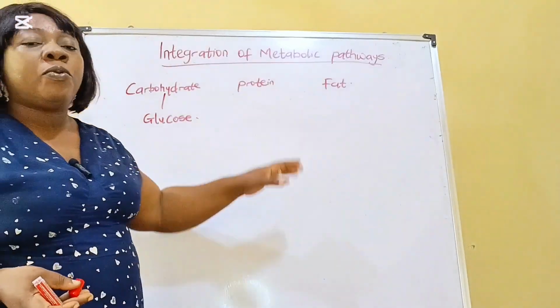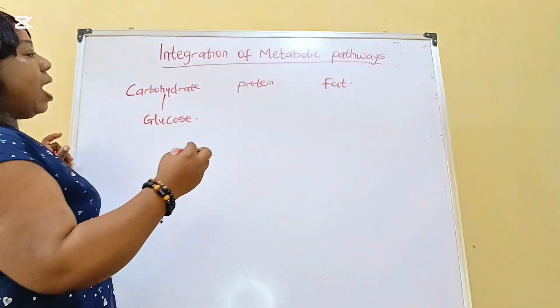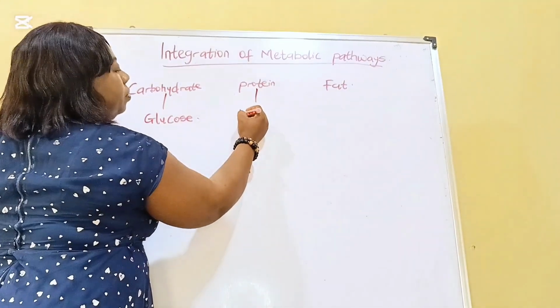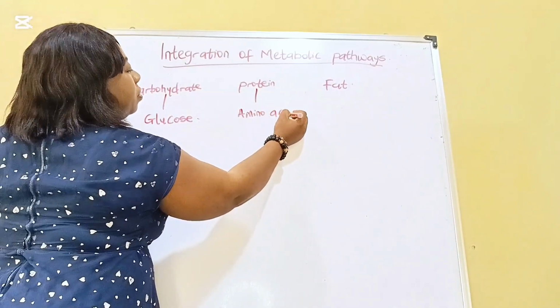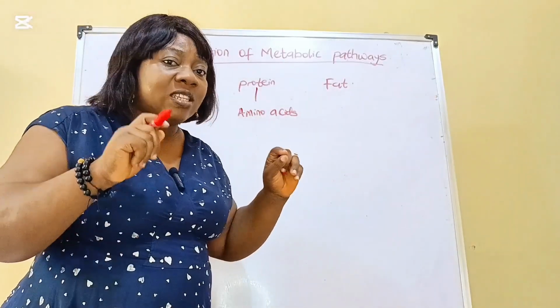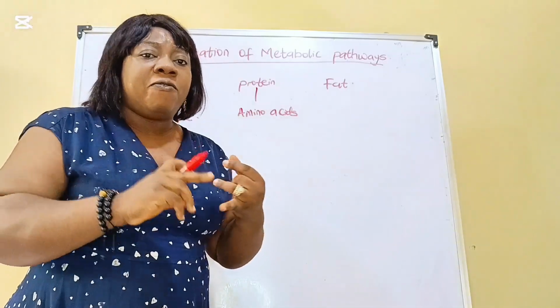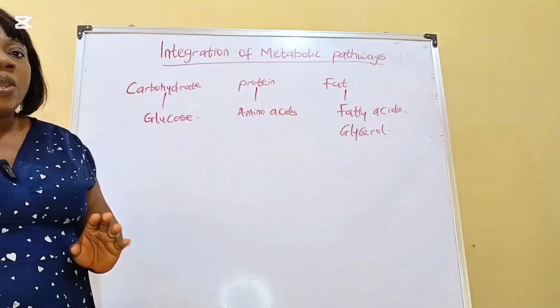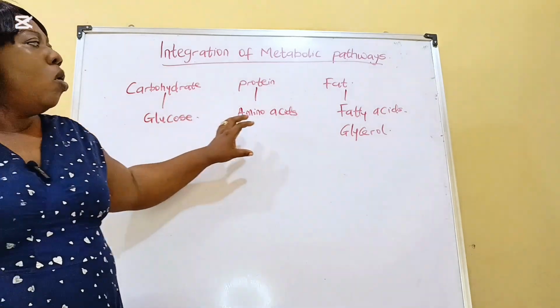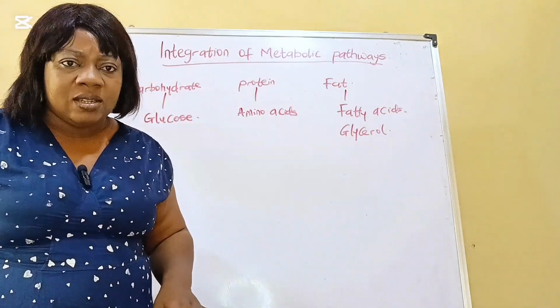When protein is being broken down, it will give us amino acids. And when fat is broken down, it gives us fatty acids and glycerol. Now, what will happen to all these molecules in the system?